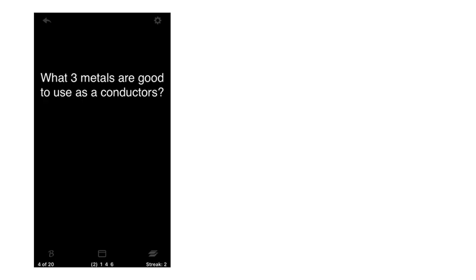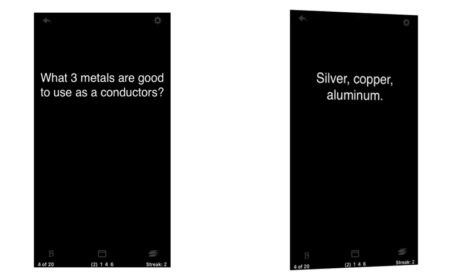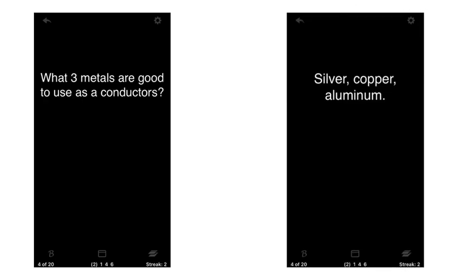So this one says, what 3 metals are good to be used as conductors? This is a question I got wrong before. I know that copper is used in wires. That's a good conductor. And I thought, well, maybe silver too, because those are both similar on the periodic table. They're similar elements. And then I guessed gold, but I knew that was wrong because I got it wrong the first time. It wasn't gold. It's aluminum. I had to think about that one a little bit, but I still knew it. I flip it over. Yes, it's silver, copper, and aluminum.